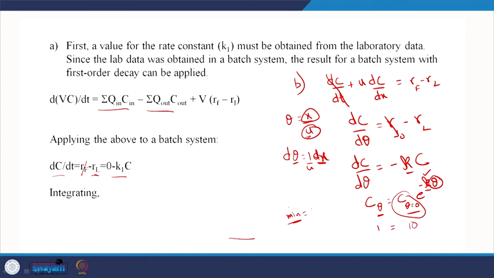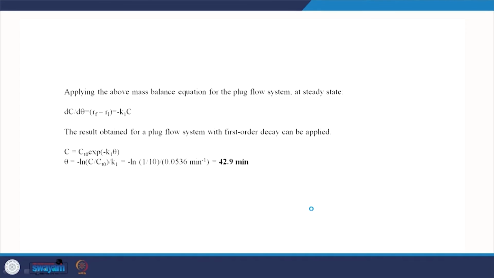So, even for your other case, let us see it calculated for the plug flow reactor. So, dC by d theta will be rate of formation minus rate of loss. Rate of formation is 0 minus k1C. C at theta is equal to C when theta is equal to 0 into e to the power of minus k theta. This is for your plug flow. This is not time, but hydraulic retention time. And so, when you go through the relevant equation, you get 42.9 minutes. So, okay, now what next?